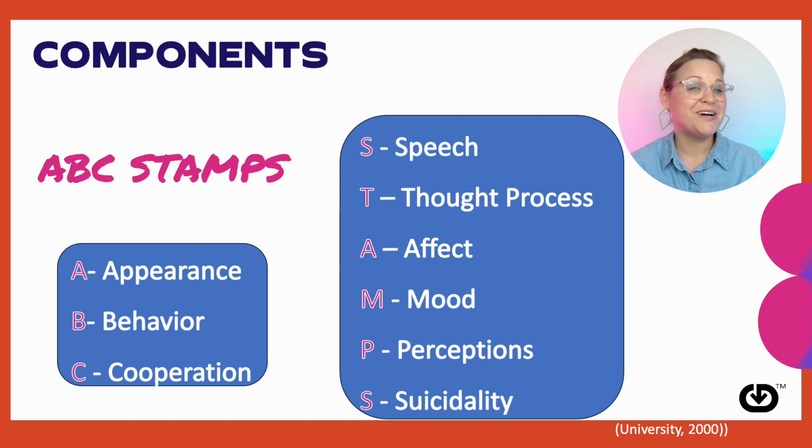Now, because we love acronyms in healthcare, here's another acronym to add to your toolbox. The components of the mental status exam can be remembered using ABC STAMPS. A stands for appearance, B behavior, C cooperation, and then speech, thought processes, affect, mood, perceptions, and finally suicidality. We're going to break down each of these separately.